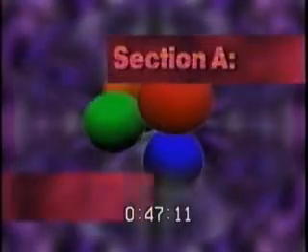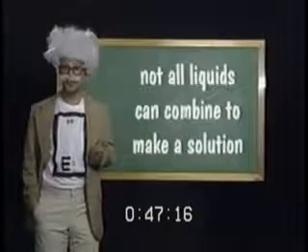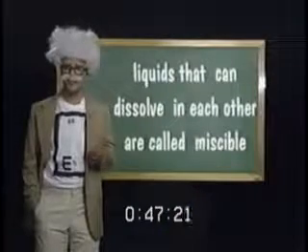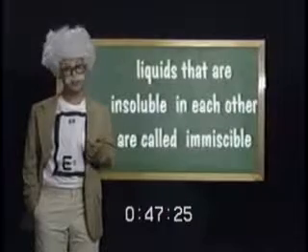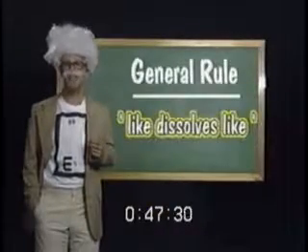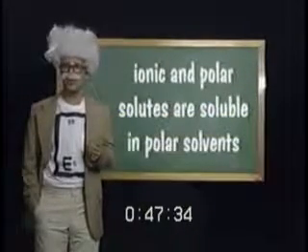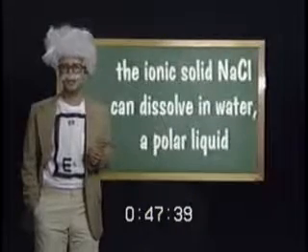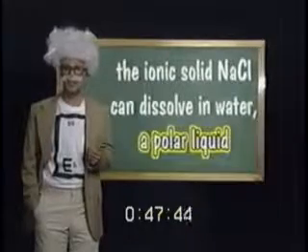Section A. Solution formation. Not all liquids can combine to make a solution. Liquids that can dissolve in each other are called miscible. Liquids that are insoluble in each other are called immiscible. The general rule for solutions is like dissolves like. Ionic and polar solutes are soluble in polar solvents. For instance, the ionic solid NaCl, or table salt, can dissolve in water, a polar liquid.